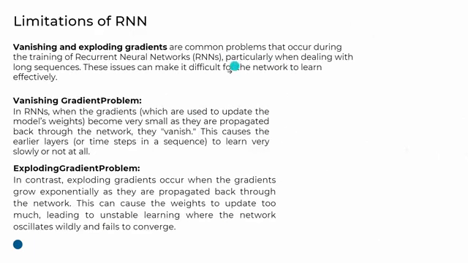So we have two limitations in the case of RNN. One is the vanishing gradient problem and the other is the exploding gradient problem. It happens when dealing with long sequences. These issues can make it difficult for a network to learn effectively. What exactly is the vanishing gradient and what exactly is the exploding gradient?